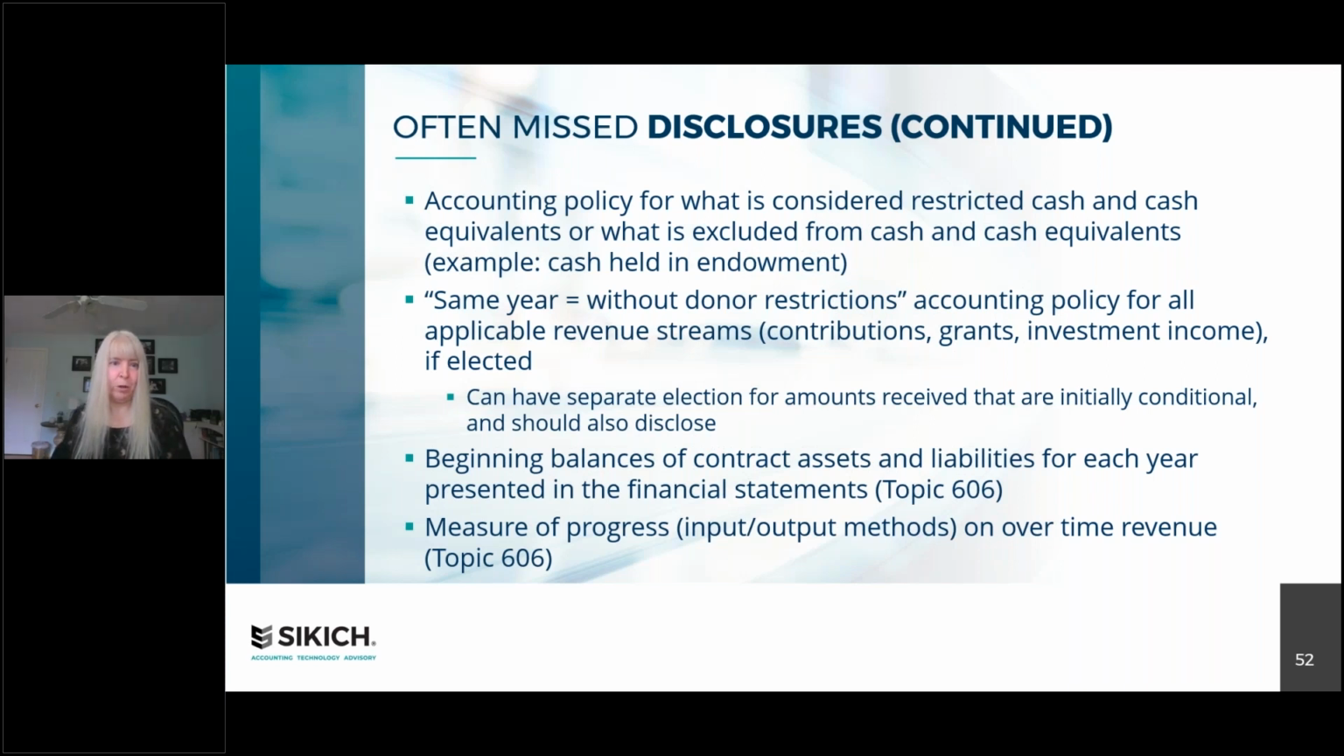Another frequently missed disclosure is your measure of progress. So the input or the output method that you're using on revenue recognized over time in accordance with topic 606. So you need to make sure that your qualitative disclosures are describing the measure of progress you're using to recognize revenue over time.